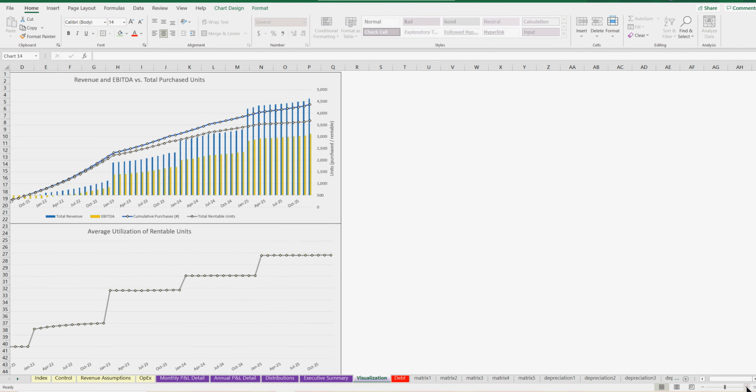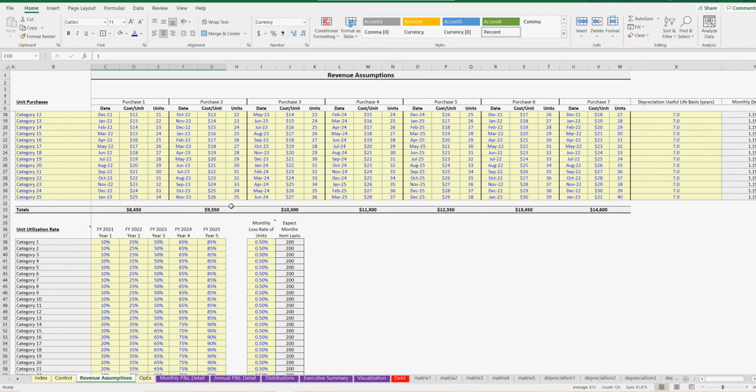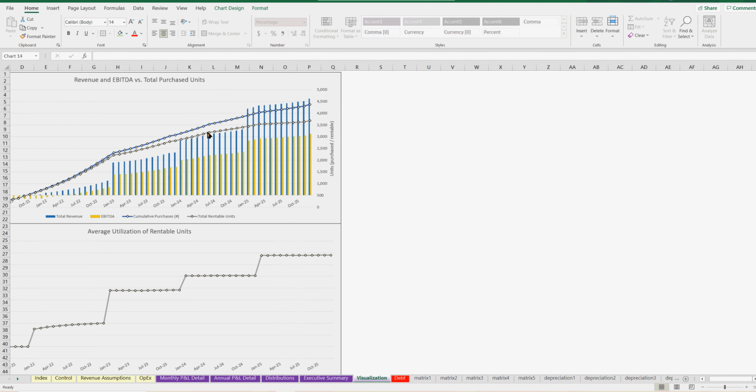Visualizations, definitely some cool stuff here. So we did revenue and EBITDA, which are the bars, against the total purchased units and cumulative rentable units. So this is showing you that percentage that's defined in the revenue right here. The effect of that percentage is the difference between these two lines. So this is your total that you bought. This is actually what's rentable, not what's actually rented.